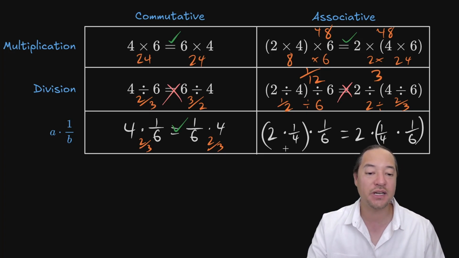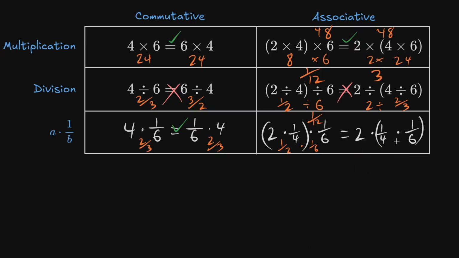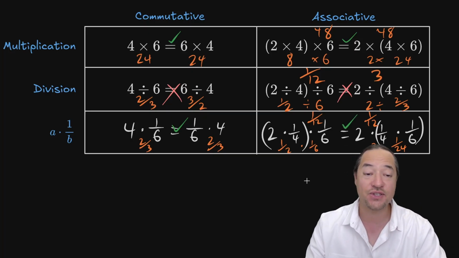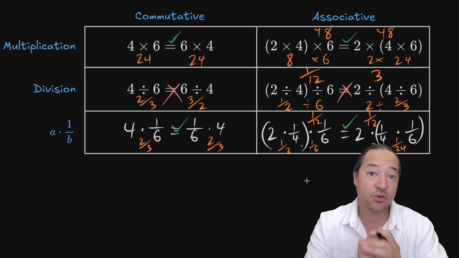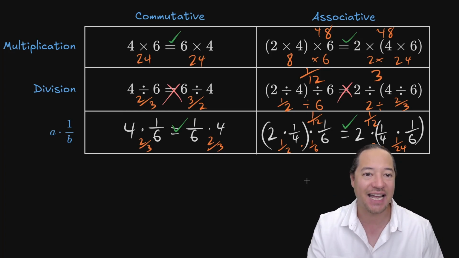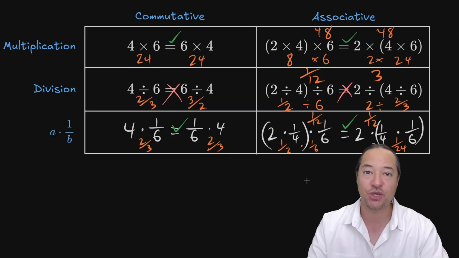For this first one, we've got 2 times 1/4. That's the same as 1/2. And 1/2 multiplied by 1/6, well, that's the same as 1/12. On the right-hand side, 1/4 times 1/6, that's the same as 1/24. And now we're multiplying 2 times that. Well, that's going to give us 1/12. 1/12 is the same as 1/12. Congratulations. Now everything is associative. So we have rescued these properties by treating division as actually multiplication in disguise. It's the multiplication of a reciprocal.